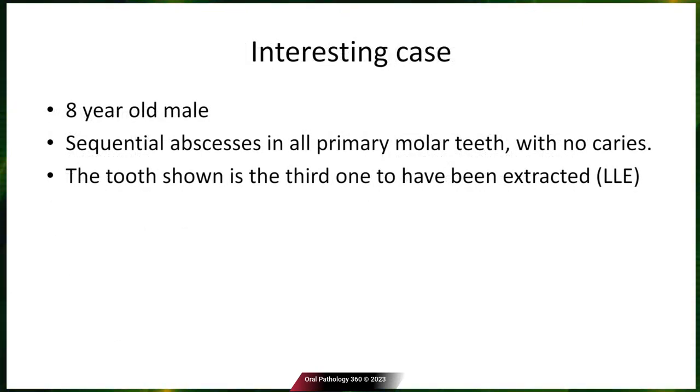So here in a very similar type, this is another interesting case. In this case, after many, many years, it is still ongoing. There was an 8-year-old male who presented with sequential abscesses in primary molar teeth with no caries. There's a whole load of literature associated with this, and we thought initially he had vitamin D resistant rickets, and that would fit with the clinical picture. But something was not quite right about the teeth and the way that they were presenting.